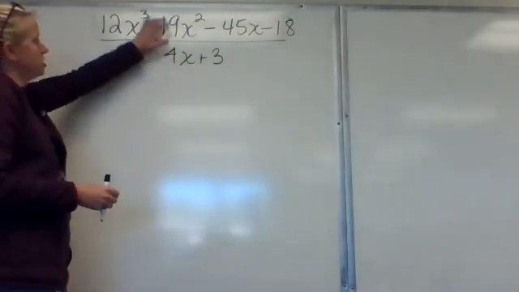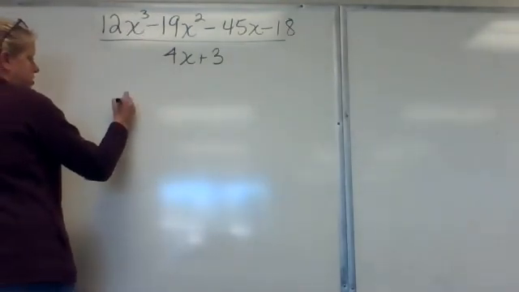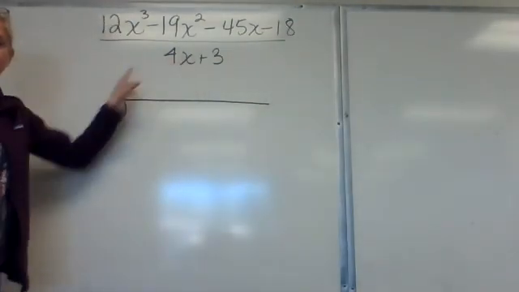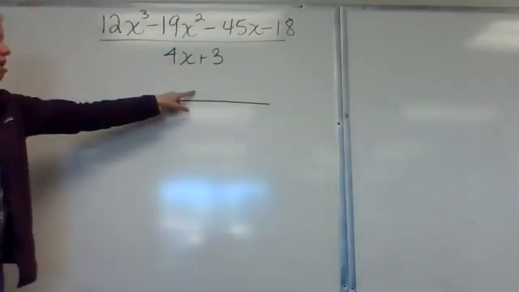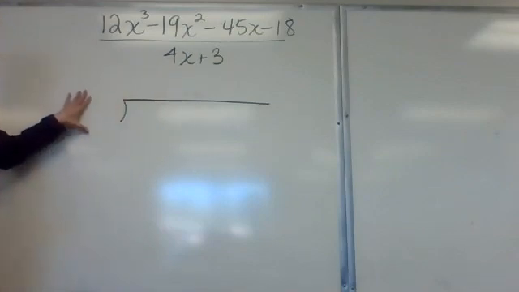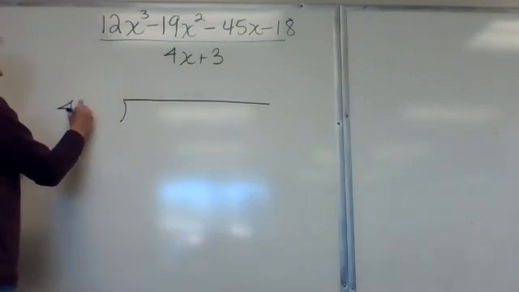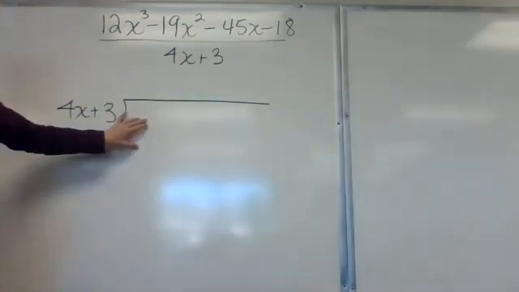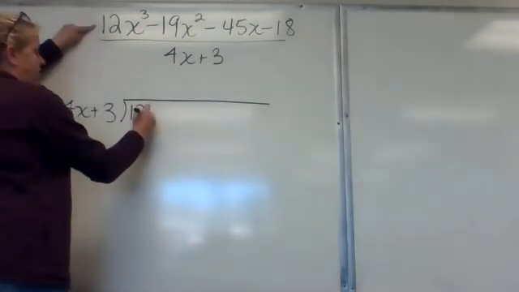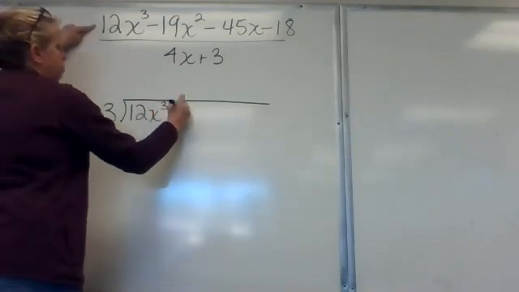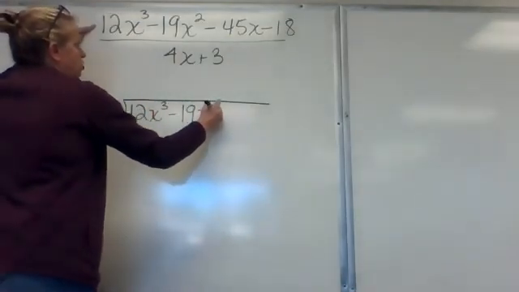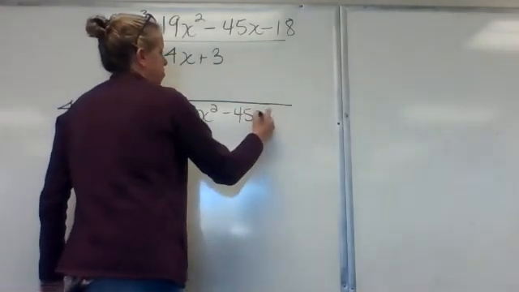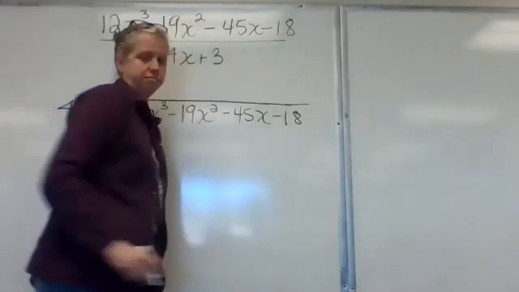So again, remember, you can turn this into long division. Whatever your denominator is what comes out here. So my denominator is 4x plus 3. So I'll put that out here. Your numerator comes under the division symbol. So I've got 12x to the third minus 19x squared minus 45x minus 18.